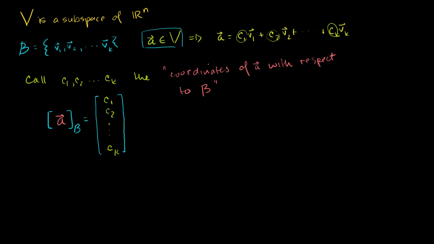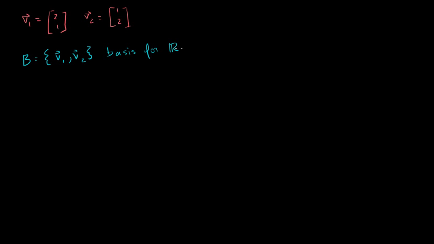So let's say we have some subspace. Let me clear this out. Let's say I have a couple of vectors. Let's say v1 is the vector 2, 1. And let's say v2 is the vector 1, 2. Now, you might immediately see that the set of v1 and v2 is a basis for R2, which means that any vector in R2 can be represented as a linear combination of these guys.